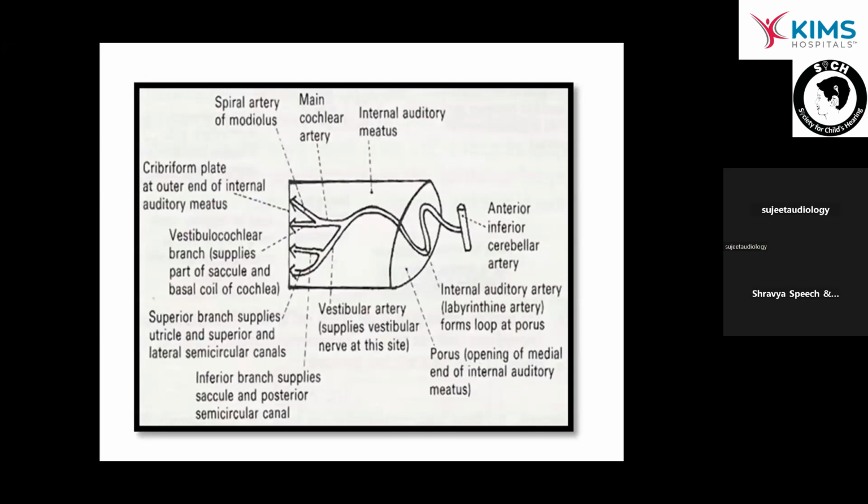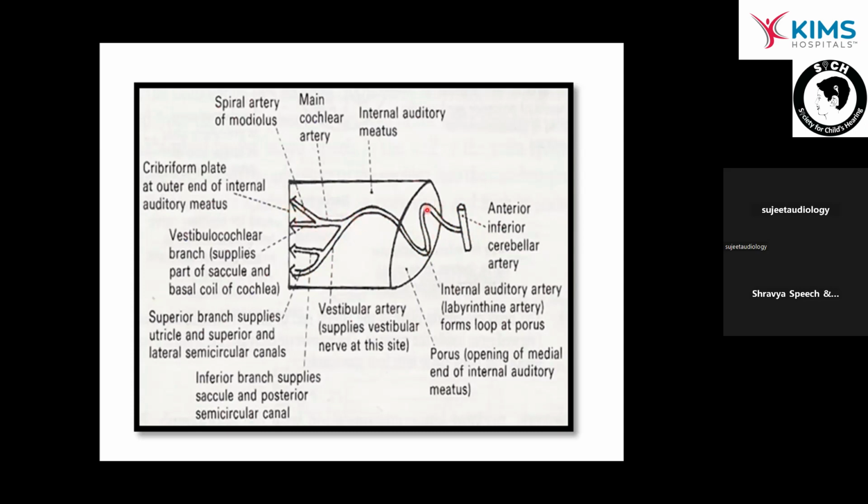This is another important thing which you have to understand, that is the blood supply to the inner ear. Now this is important because it can affect the function of the auditory neurons, indirectly or directly. This is your anterior inferior cerebellar artery, and from the anterior inferior cerebellar artery there is a branch which is called the labyrinthine artery, and this labyrinthine artery supplies both the cochlear structure as well as the vestibular structure.